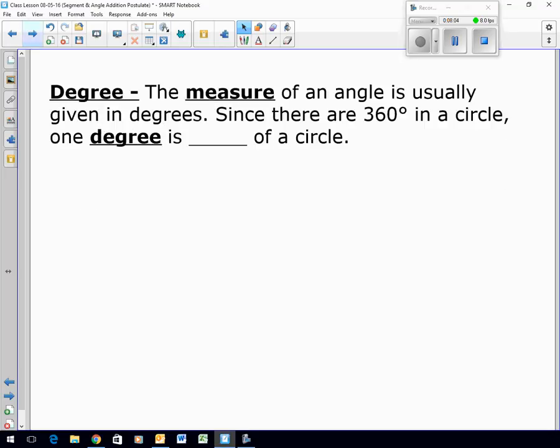All right, degree. Measure of an angle is given in degrees, typically. Sometime in the future, you'll learn about radians, but I'll let somebody else do that for you. If there are 360 degrees in a circle, 1 degree is how much of that circle? It's a fraction. Yeah, 1 over 360, right? There's a total of 360, and there's one of those 360 that we're talking about.